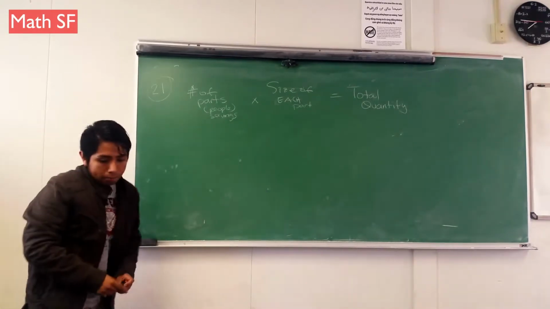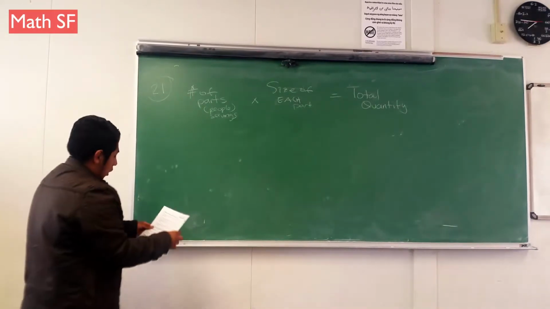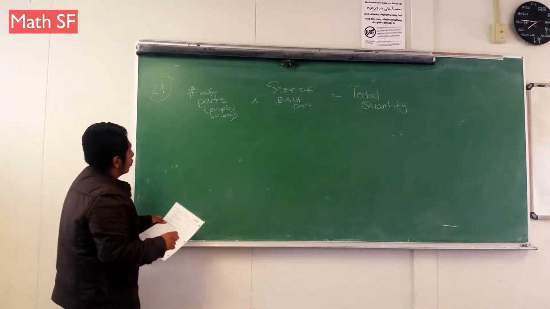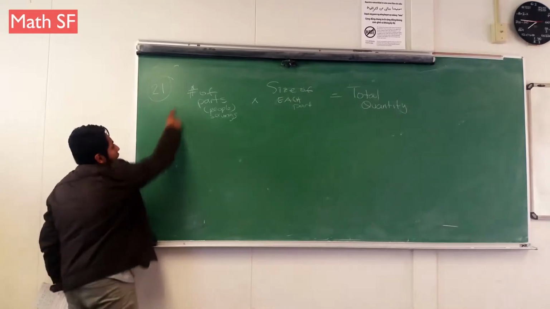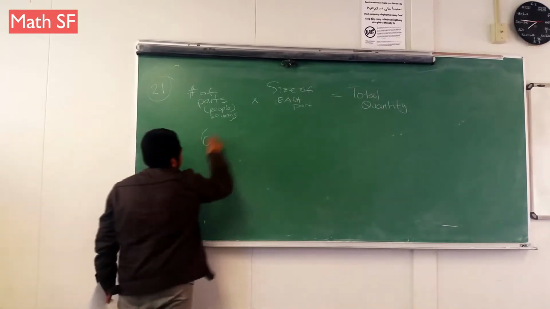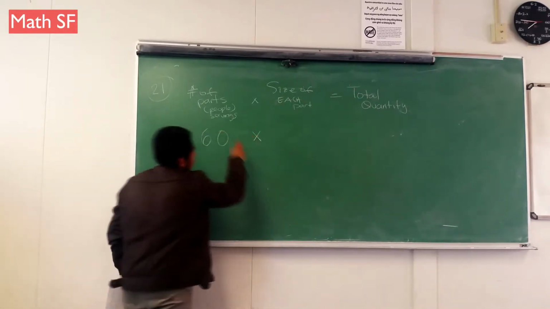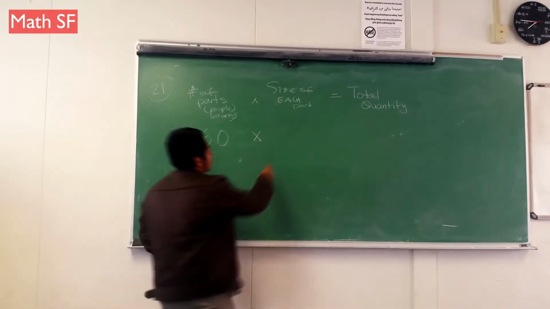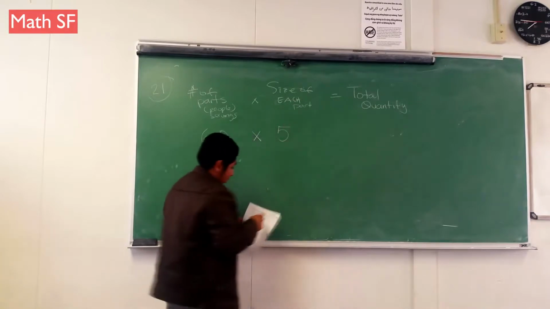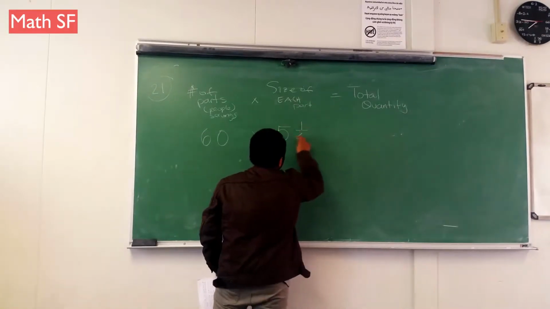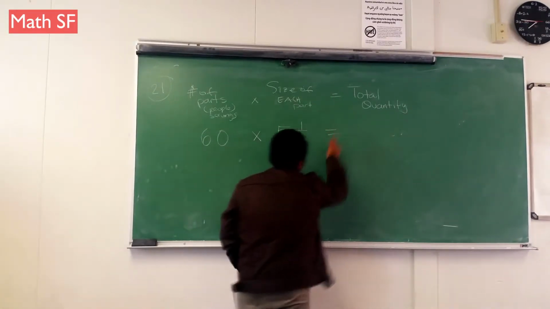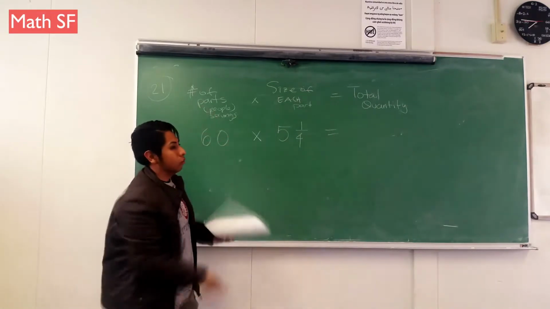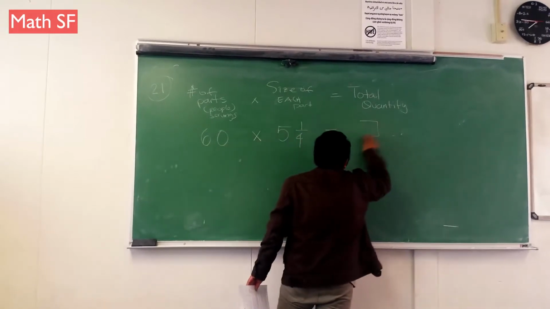So in this case, it says for the party, she wants 60 servings of punch. So that's the number of servings. She wants 60 of them times the size of each. It says that each contains, so they're giving you the size of each, which is 5 1/4 ounces, equal to the total quantity. It says, how much punch does she need? So, how much? The total of it. So that's your box here.